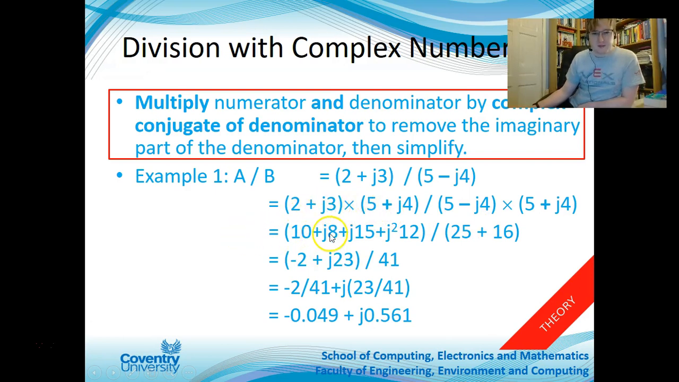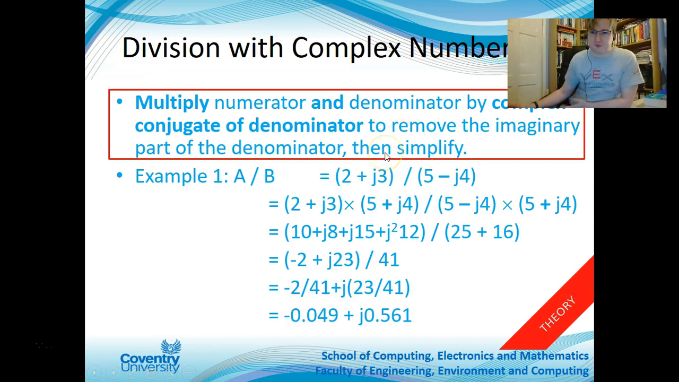So we have 10 plus J8 plus J15 plus J squared of 12, which, when we combine all our terms and put in minus 1 for the squared complex number, we end up with minus 2 plus J23 divided by 41. So you divide the 41 into each of the terms. Our final answer would be minus 0.049 plus J0.561. Okay, so that would give you the answer.